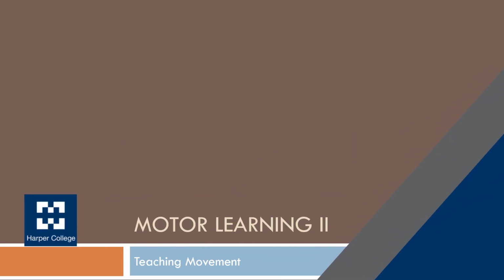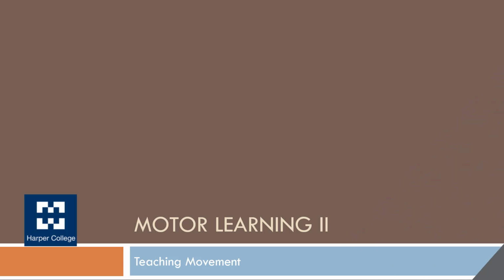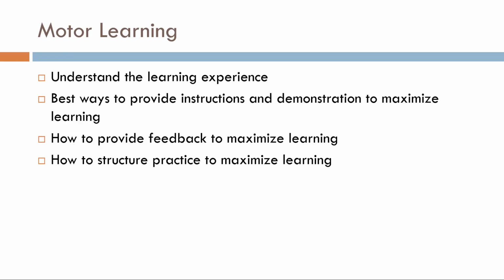So this is Motor Learning 2. In the previous lecture, we looked at the types of cues and the way you communicate with your client. In this video, we're going to be looking at the actual process of teaching the movement. So we're going to understand the learning experience from the client perspective, and we're going to look at the best ways to provide instructions and to demonstrate to maximize learning. And then in the third video, we'll look at the feedback and the way to design practice to maximize retention.